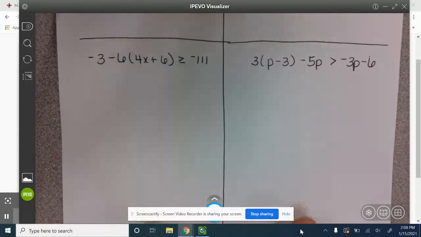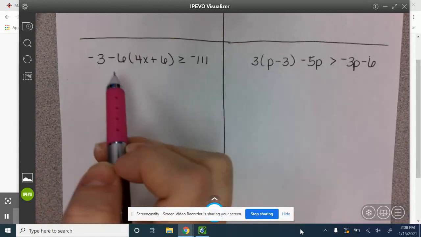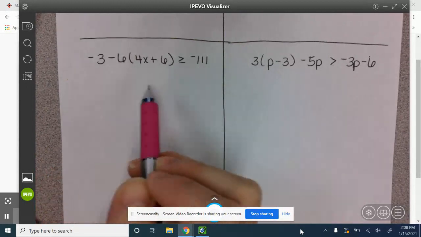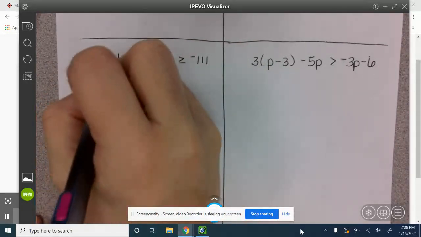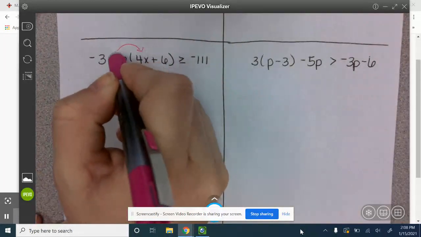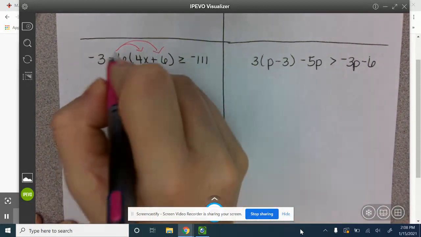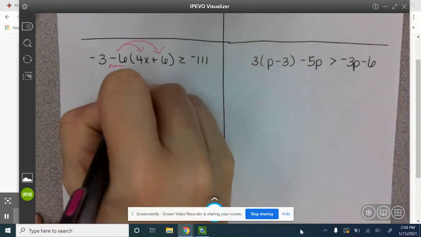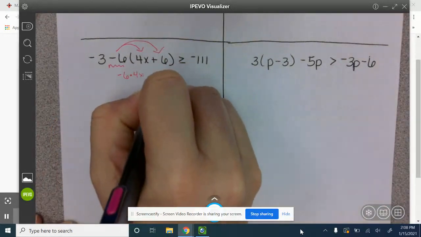We have two more examples that we'll look at together. This one has a lot going on. Before I do anything, I need to distribute the negative 6. So I distribute it to 4x. I distribute it to 6. Negative 6 times 4x. Negative 6 times 6.